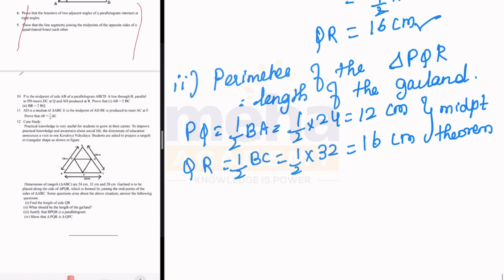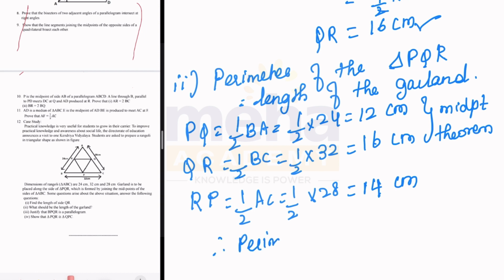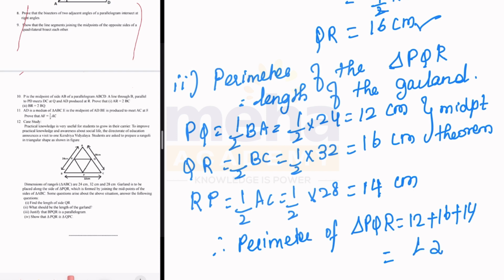Then RP is equal to half of AC, that would be half into 28, that would be 14 centimeter. So therefore perimeter of triangle PQR is equal to 12 plus 16 plus 14, that would be 42 centimeter. So length of garland is equal to 42 centimeter.